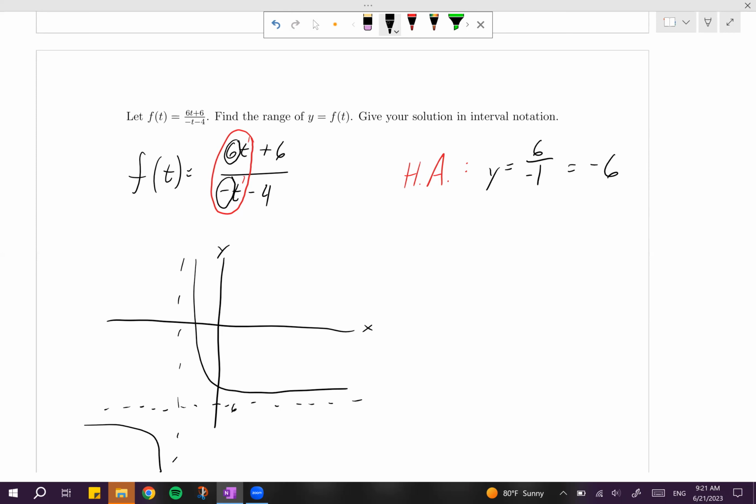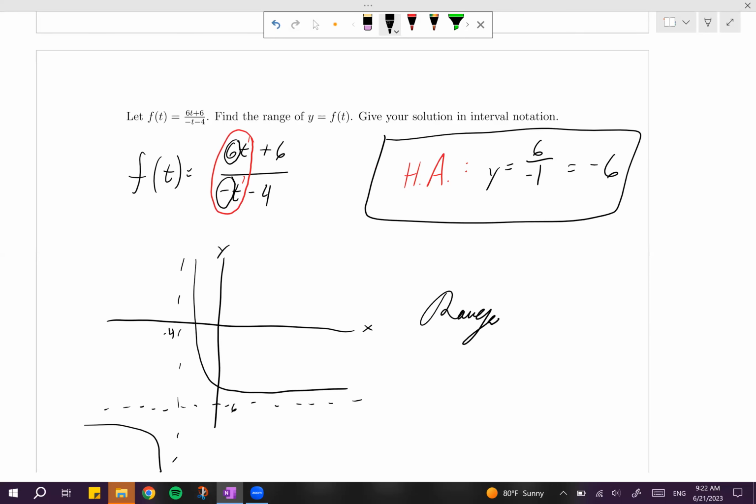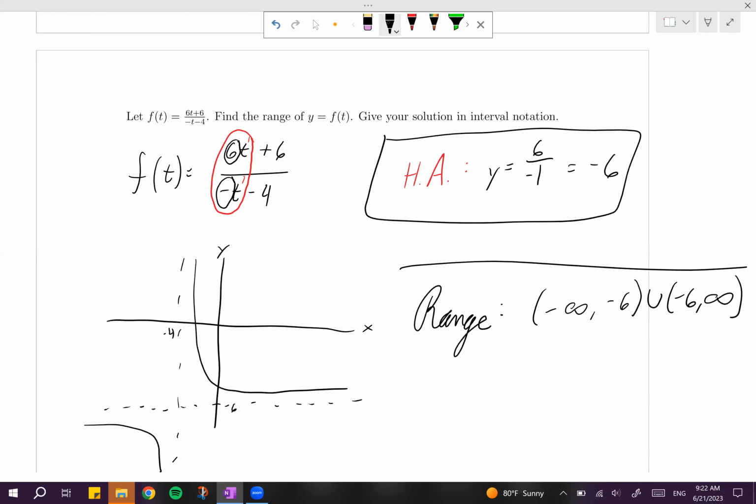Our vertical asymptote is at negative 4 because of our denominator here. But we're not worried about our vertical asymptote. We're only worried about our horizontal asymptote. So for our y values, we have a y value for everything except negative 6. So our range goes from negative infinity all the way up to negative 6, jumps over negative 6, and continues on to infinity. And that would be our answer.